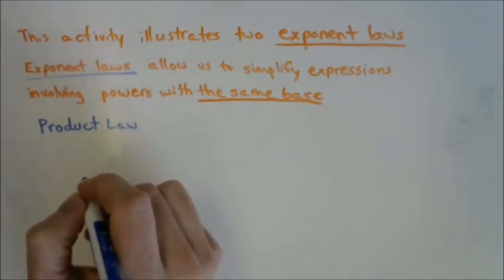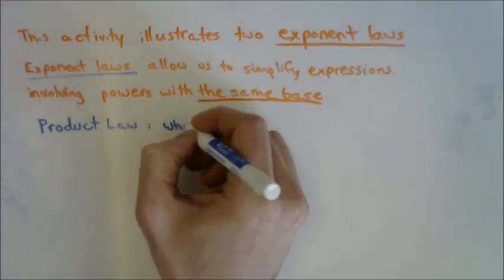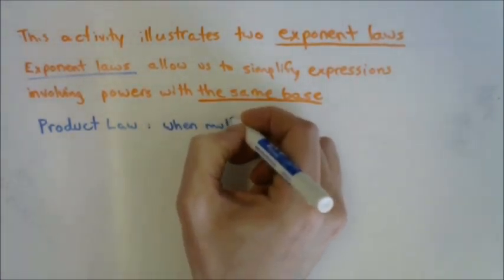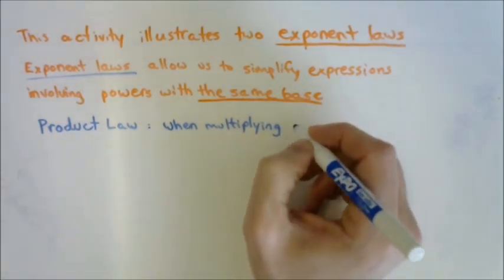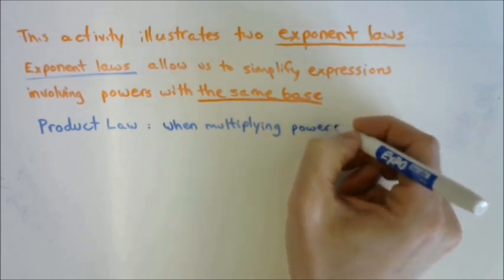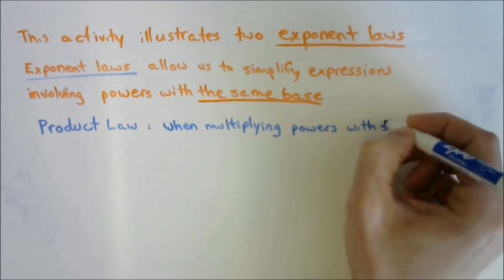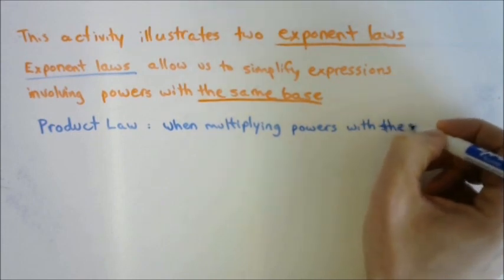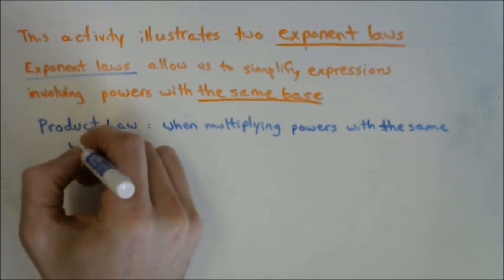The product law of exponents. It says, when multiplying, so the product always dealing with multiplying, right? So this one is when multiplying powers, what has to be true about the powers again? With the same base. So you have two powers, and they have the same base.